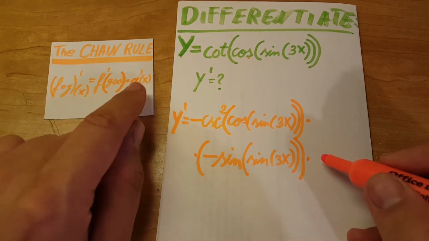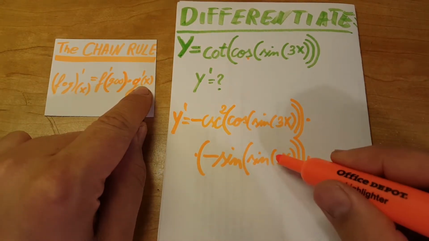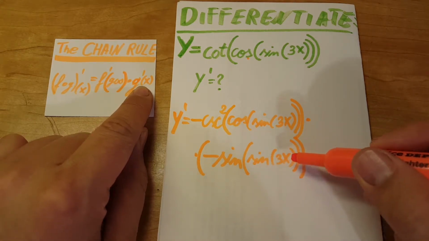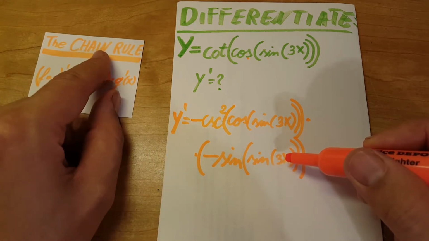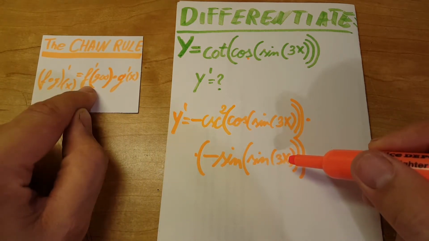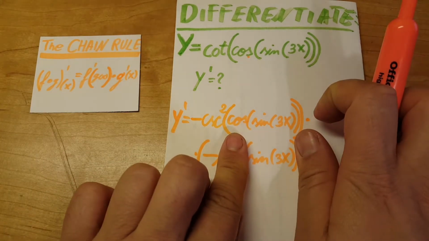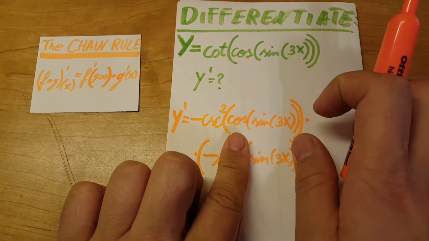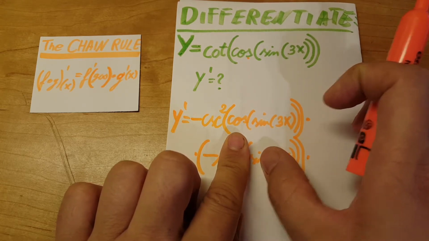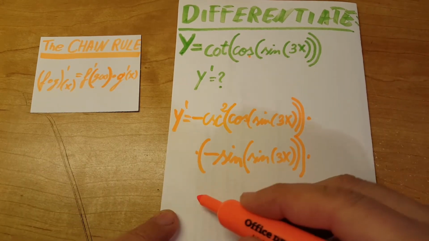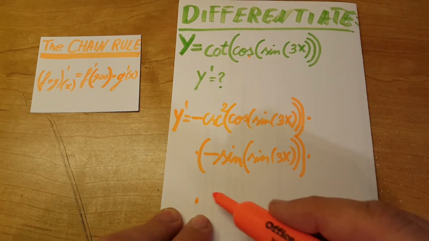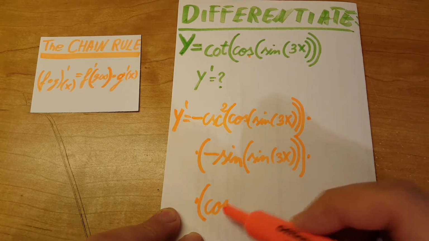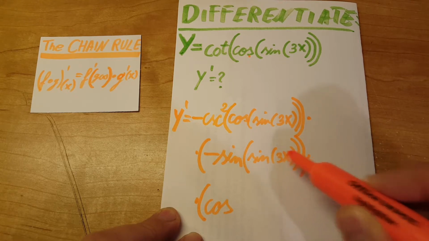Times, like the formula said, now we take the derivative of the inside, which is sine 3x, but in order to do that we need the chain rule again. So we take the derivative of the outside of what we see here, and the outside of it is the sine outside of the 3x. So again, the derivative of sine, and we continue down here, times, that would be cosine, and the inside we leave the same, which is 3x.